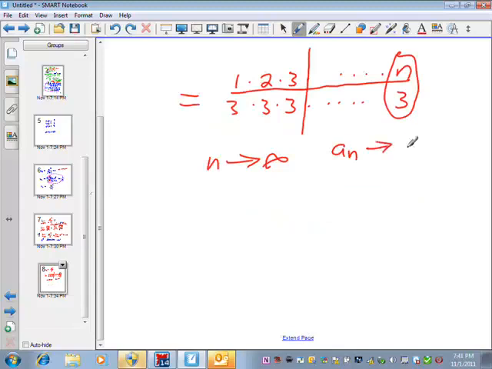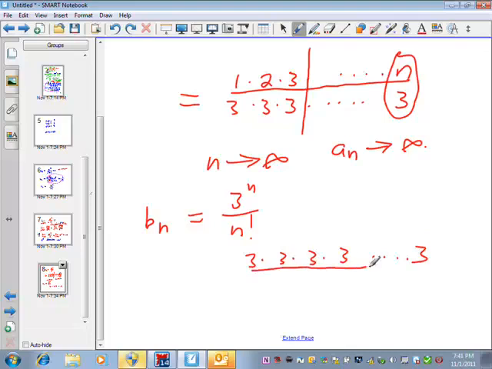It says as n tends to infinity, a sub n tends to infinity. Let's do it the other way. If we let b sub n be 3 to the n over n factorial, which is actually going to be an important sequence for us, then this is just 3 times 3 times 3 times 3, n times, all over 1 times 2 times 3 times 4 times ... n minus 2 times n minus 1 times n. The n of those terms.